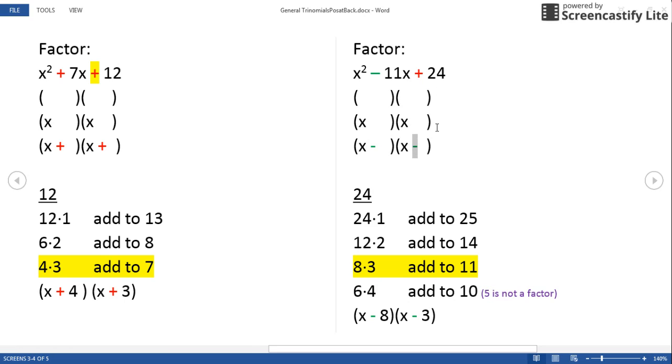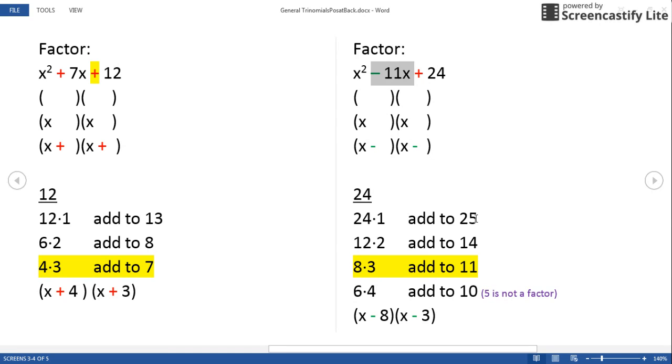Things that will multiply to be a 24, systematically listing them: 24 and 1, 12 and 2, 8 and 3, 6 and 4, and I see that 5 won't go into it, so this is my list of the factors of 24. We need things that add up to be negative 11. They're going to be adding because, remember, both things have negative signs.